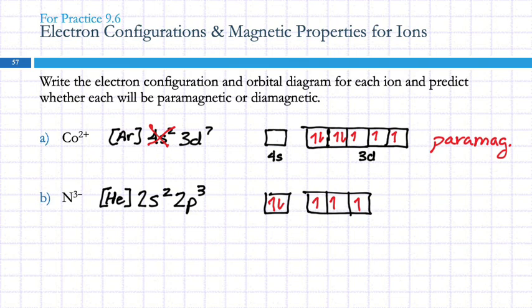The nitrogen atom is paramagnetic, right? To make this ion, we have to add 3 electrons. So I'm going to add 3 electrons to this. They're going to go 1, 2, 3. So that's going to make this a 6. Is this paramagnetic or diamagnetic? It's diamagnetic because they're all paired up 2 by 2 by 2.